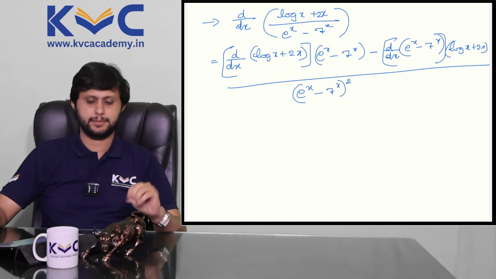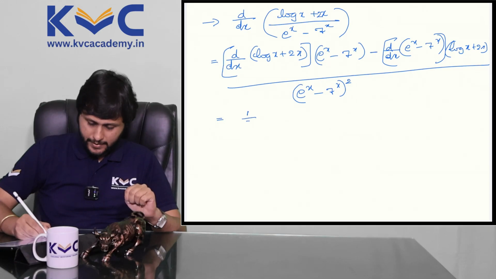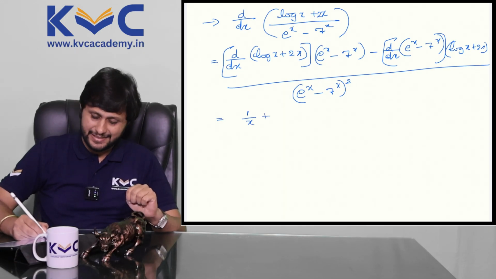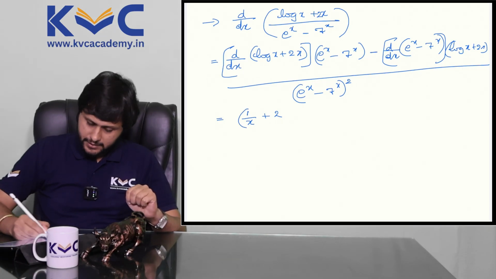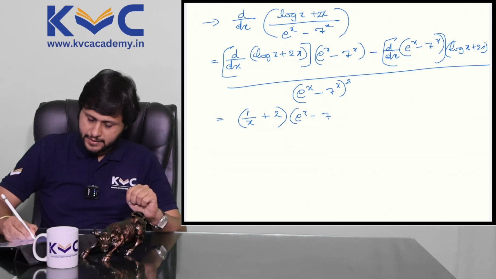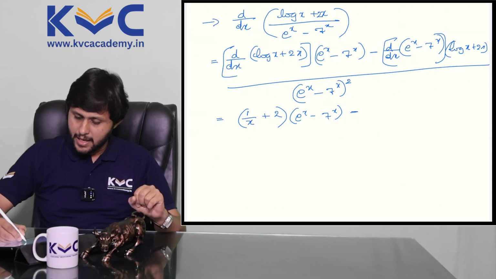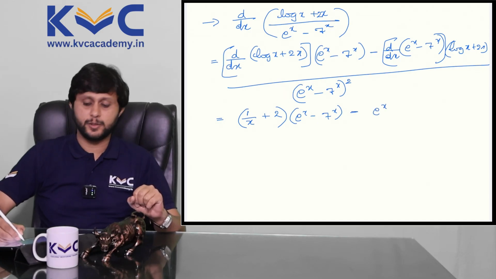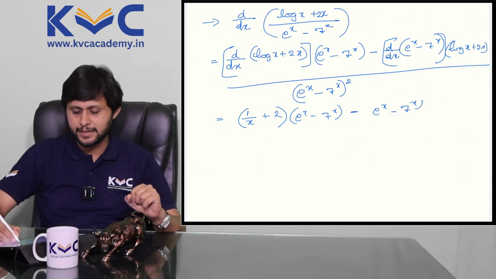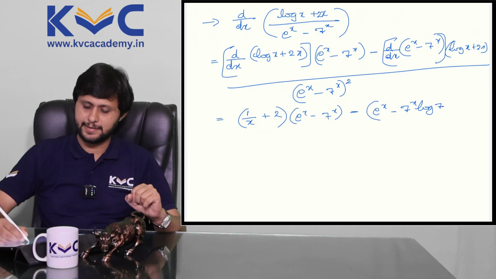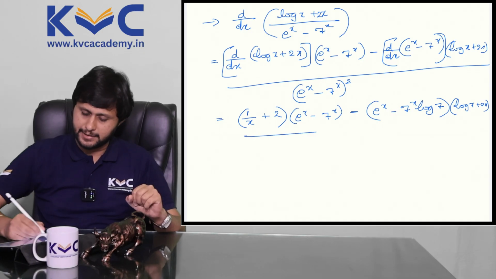Denominator square. Fine. Okay, now tell me, numerator we have differentiation of log x, 1 by x. Differentiation of 2x is 2. Correct? 2 is constant. Differentiation of x is 1. So this is done. Into e to the power x minus 7 to the power x, because it is as it is. I'm not going to simplify. Minus, we have e to the power x. Differentiation of e to the power x is e to the power x minus differentiation of 7 to the power x is 7 to the power x log 7. This is the differentiation now, and all the remaining thing as it is.